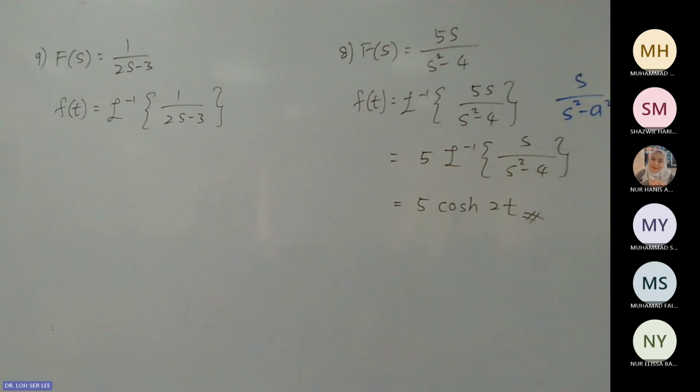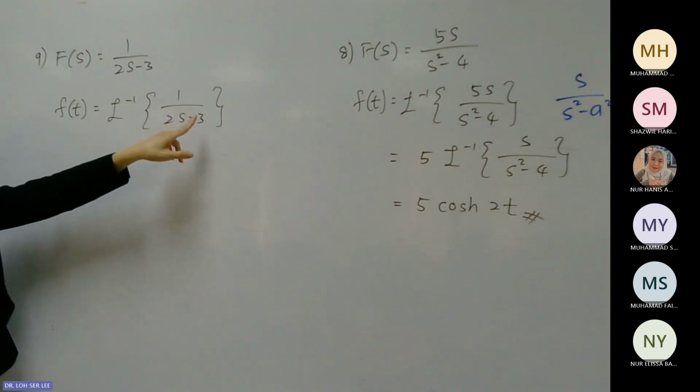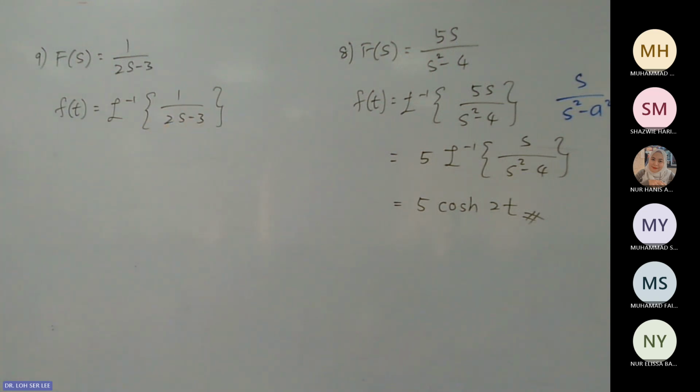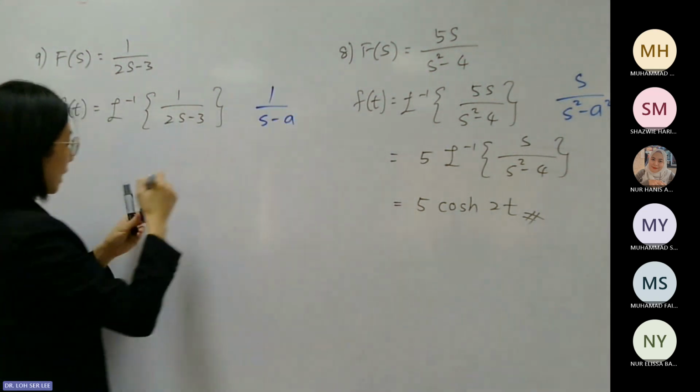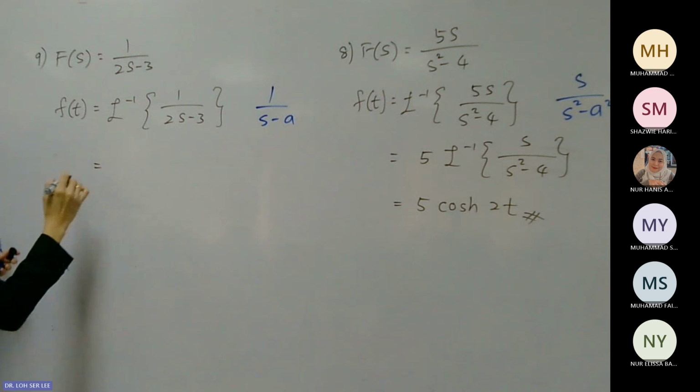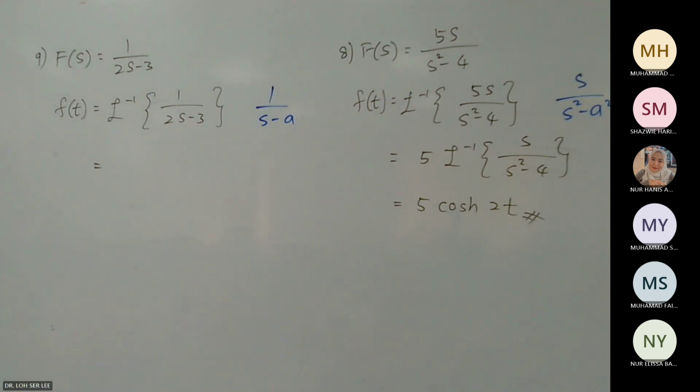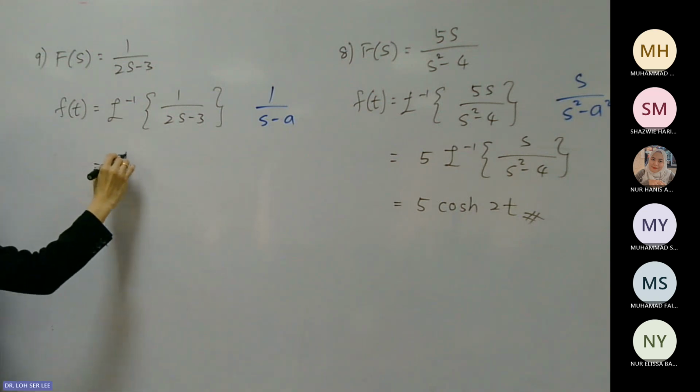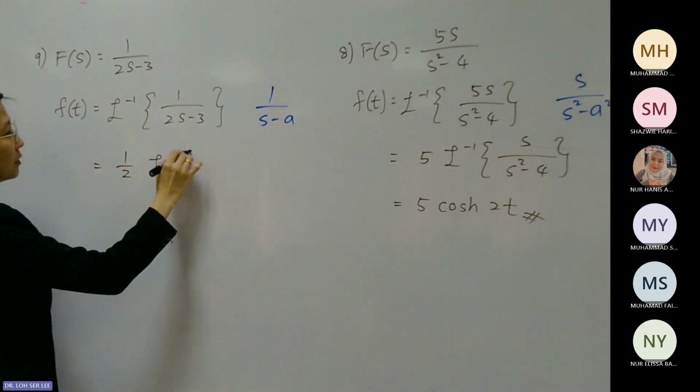Last one, number 9. Which formula? Exponent, because s is to the power of 1 and it is followed by a constant. So we use the e^at formula, 1 over s minus a. So what you need to do? Take out the 1 over 2.